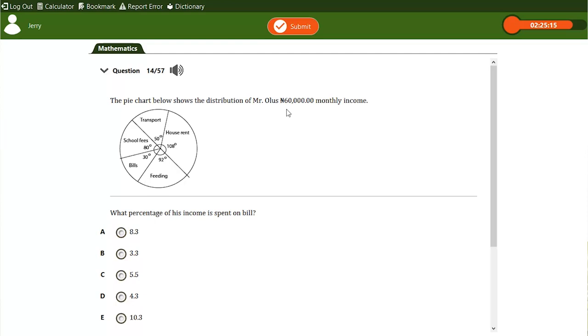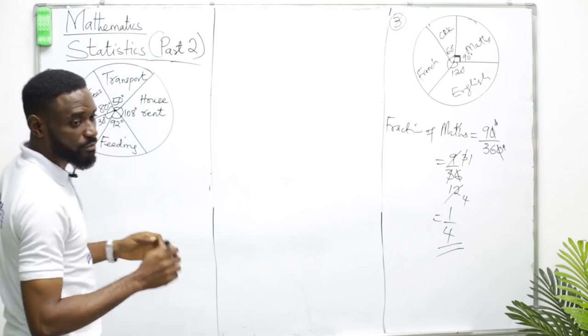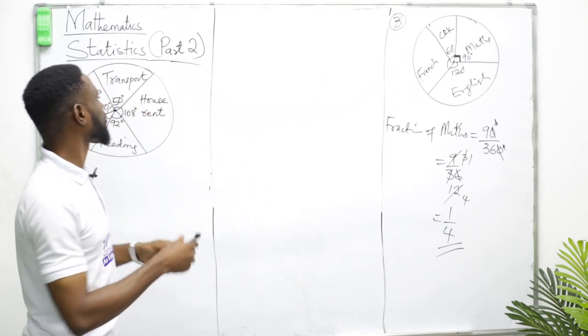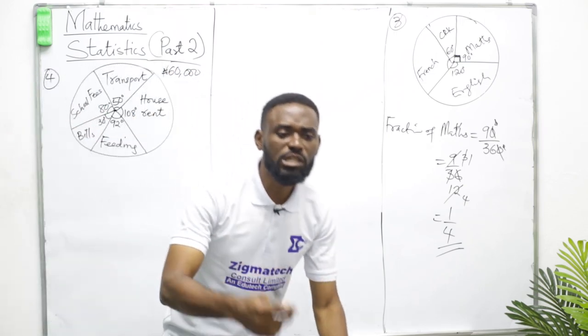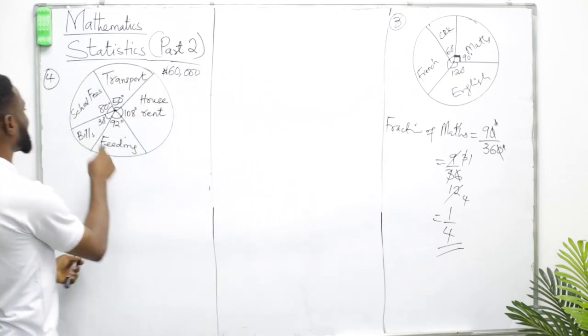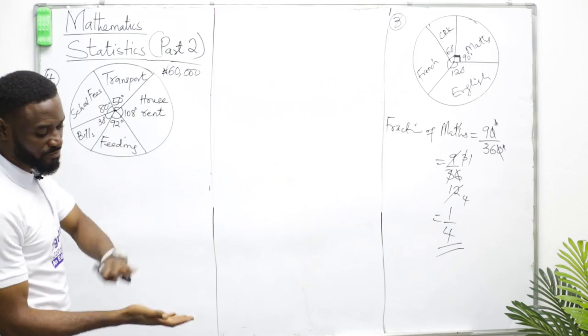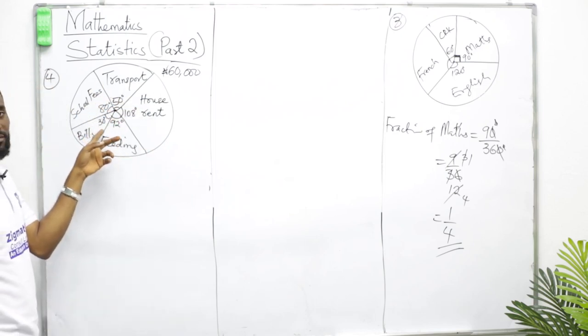So Olu is a mathematician who has drawn a budget for his income in a month. Okay, so they are asking us a question from that budget or that income. Let's see. This is Olu's income chart, 80 degrees, school fees for his children, 80 degrees. Now, remember Mr. Olu's monthly income, don't forget that, put it somewhere here, is 60,000 naira per month. Now, the question is, what percentage of his income is spent on bills? What percentage of his income is spent on bills? Now, listen to me. They are asking us the percentage of the income, not the percentage of the sector or the angle occupied by bills. Do you understand me now?